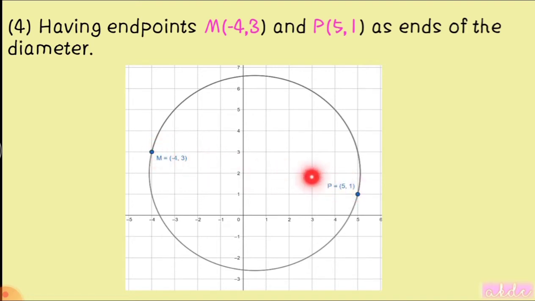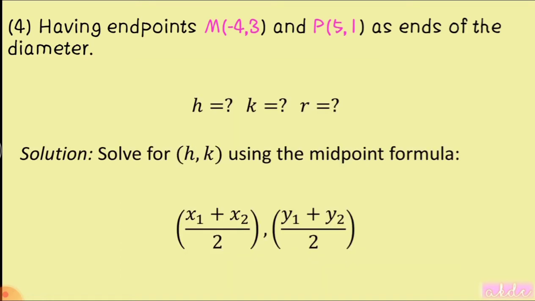the midpoint of the diameter will be our center. So to get the center, we are going to use the midpoint formula. The midpoint formula is given by (x sub 1 plus x sub 2) divided by 2 and (y sub 1 plus y sub 2) divided by 2. So this midpoint formula will help us to find the h and k, or the center of our circle.